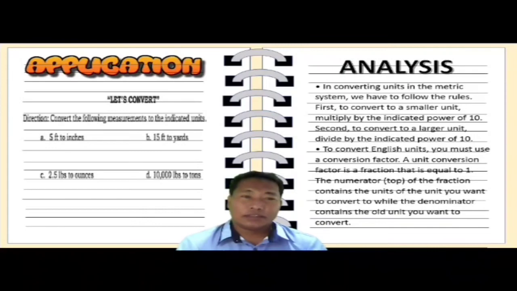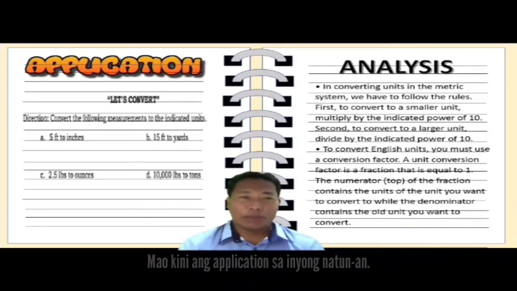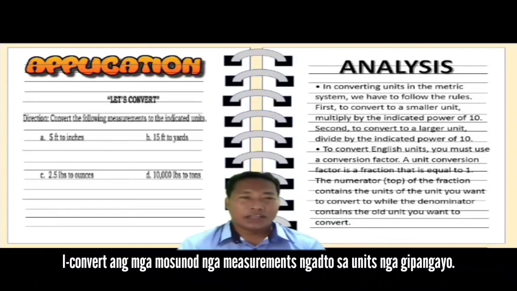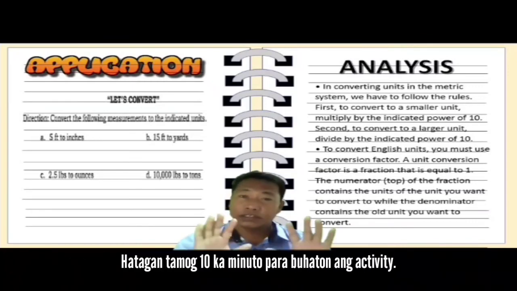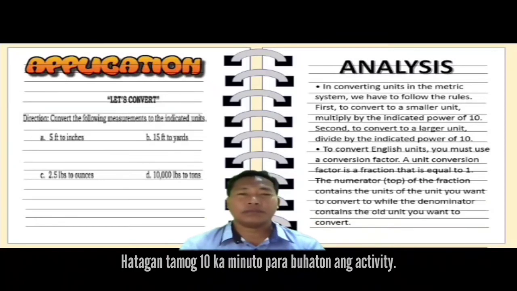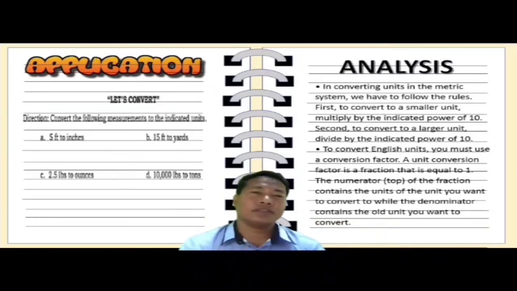Since you answered correctly, we have here an application. Okay? Let's convert. I will give you 10 minutes for this one and get 1 whole sheet of paper. Okay? Convert the following measurements to indicated units. We have here 4 questions to be converted. We are going to give 10 minutes to answer the application. Okay? Done. 10 minutes is done. Stop writing. Okay?